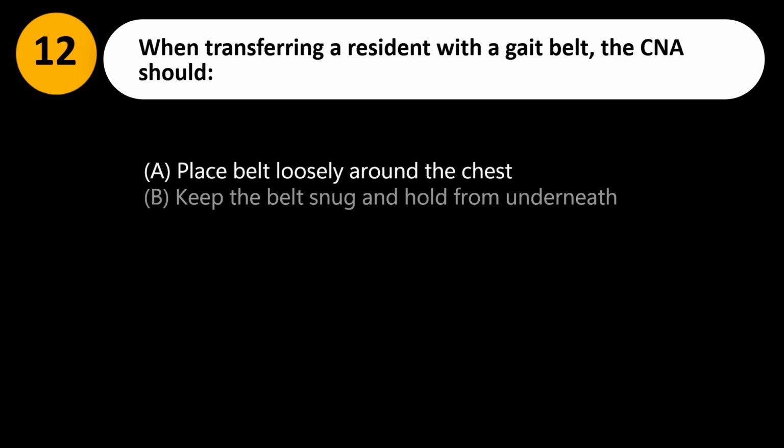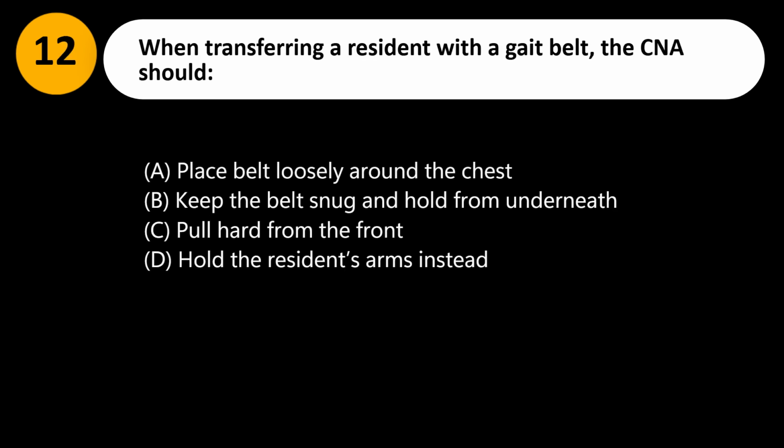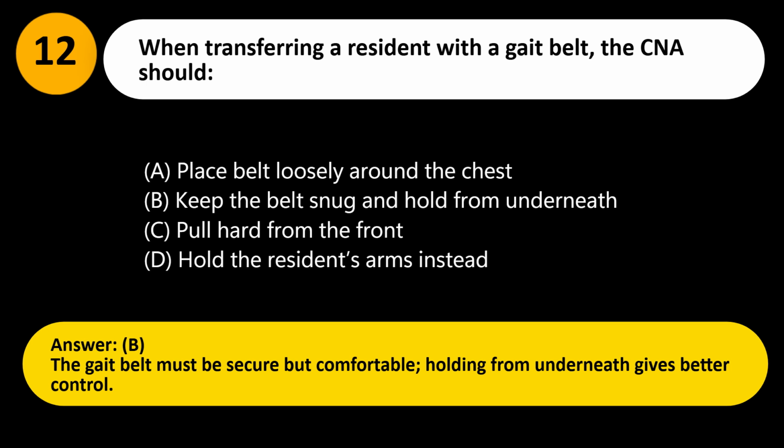When transferring a resident with a gait belt, the CNA should A. Place belt loosely around the chest. B. Keep the belt snug and hold from underneath. C. Pull hard from the front. D. Hold the resident's arms instead. Answer: B. The gait belt must be secure but comfortable. Holding from underneath gives better control.